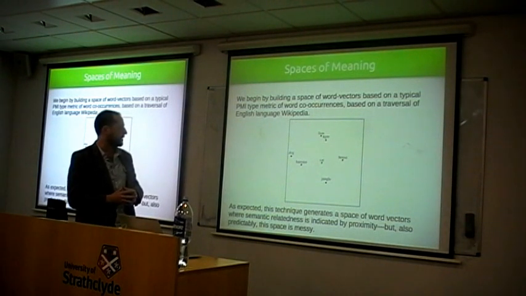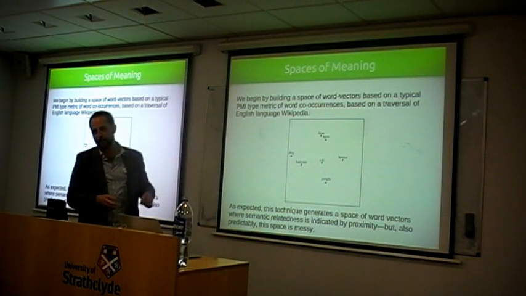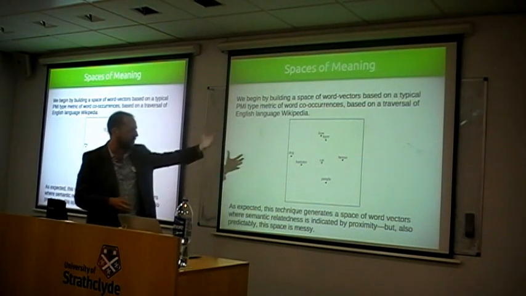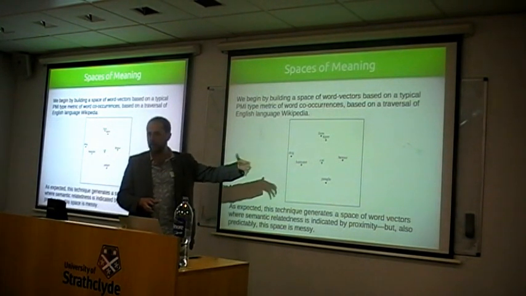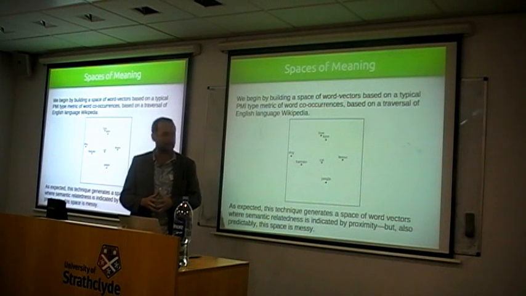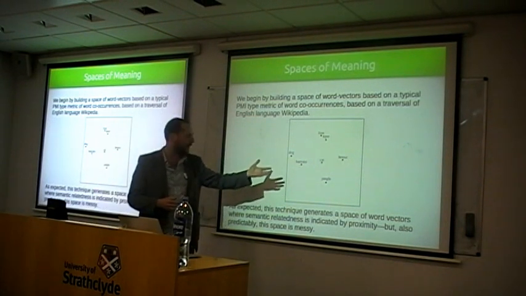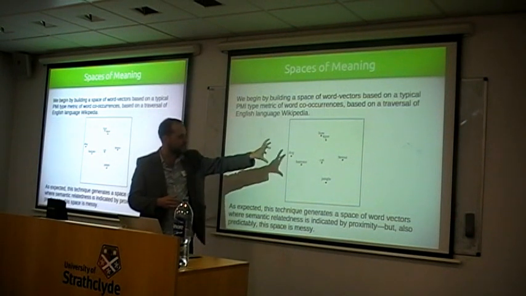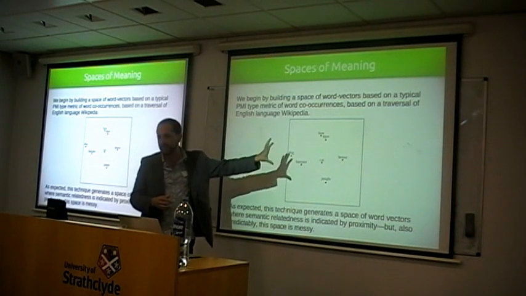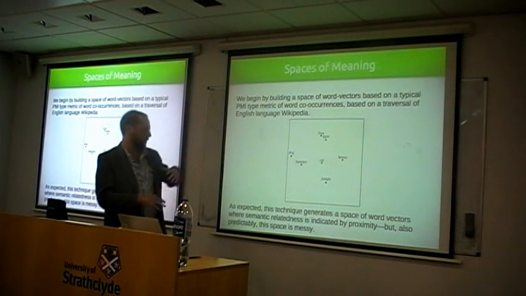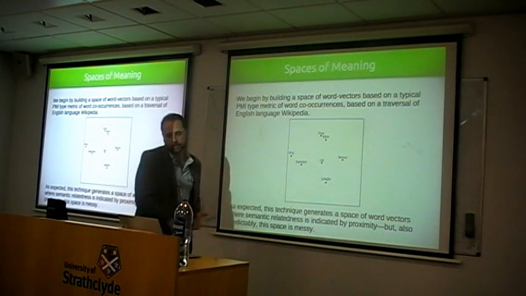And as you would expect, we built this space just based on English language Wikipedia. And you get a space where words are close to other words that have some sort of semantic relationship to them. But as you would also expect, this space is messy. We have a few different senses, or at least interpretations contextually, of cat here. Are cats beasts in jungles, or are they cute little pets in houses?